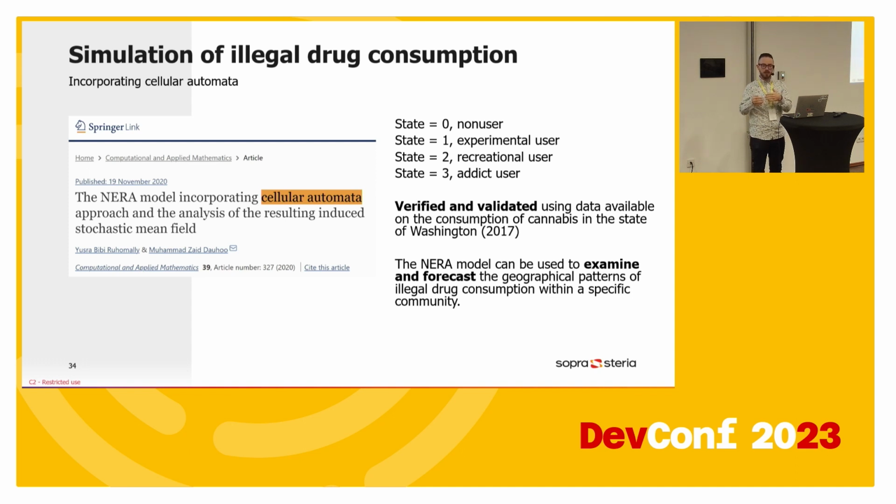Why is it important? Because now you can see that you can use cellular automata not only to make a hobby project, to simulate theoretical psychological models. You can use this model to actually predict what will happen in society under specific conditions. In this case, illegal drug consumption.